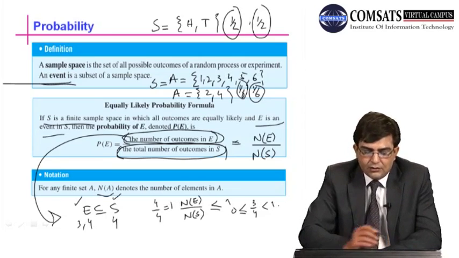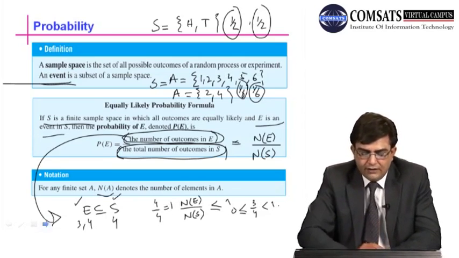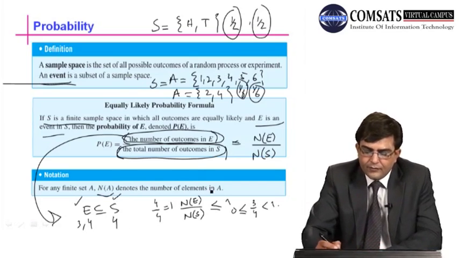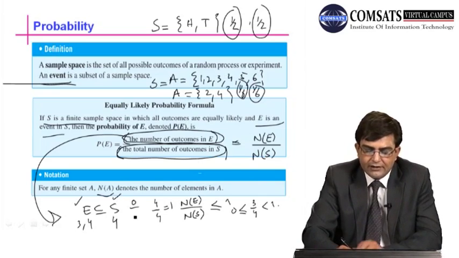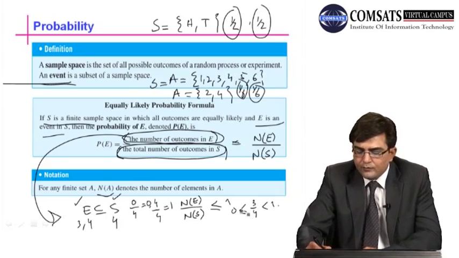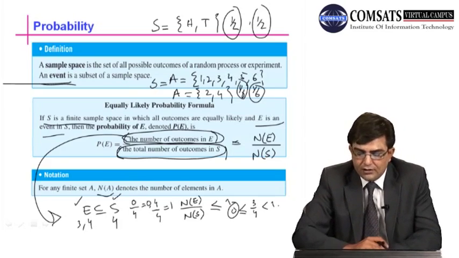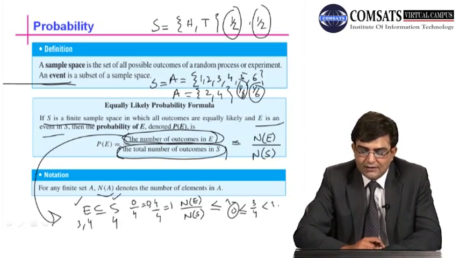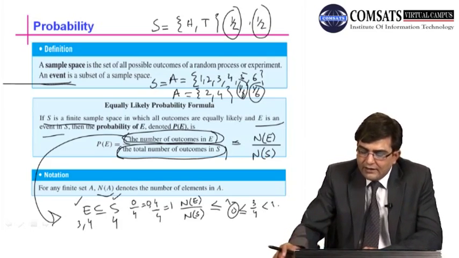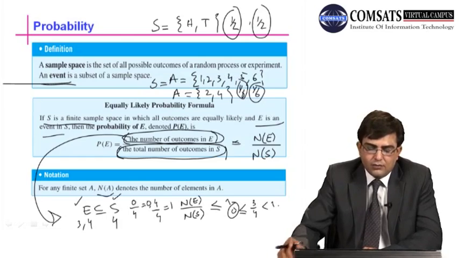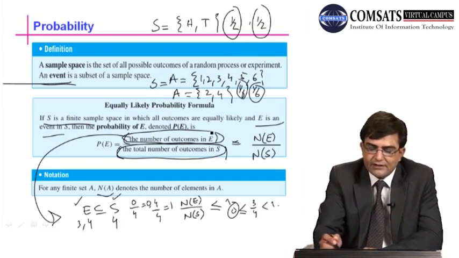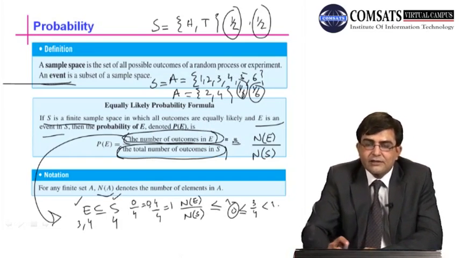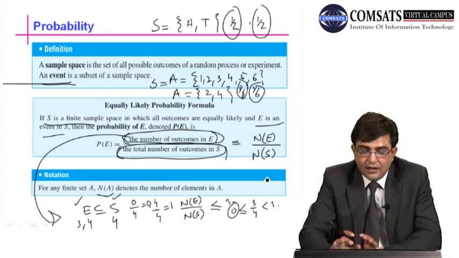Why? E could be empty here. If E is empty, then according to this formula we have 0 divided by the number of elements in S, for example 4, and 0 out of 4 is 0. So 0 is possible as a probability, but this probability cannot be less than 0, because the probability formula is basically the number of elements in E over the number of elements in S. It depends on this.